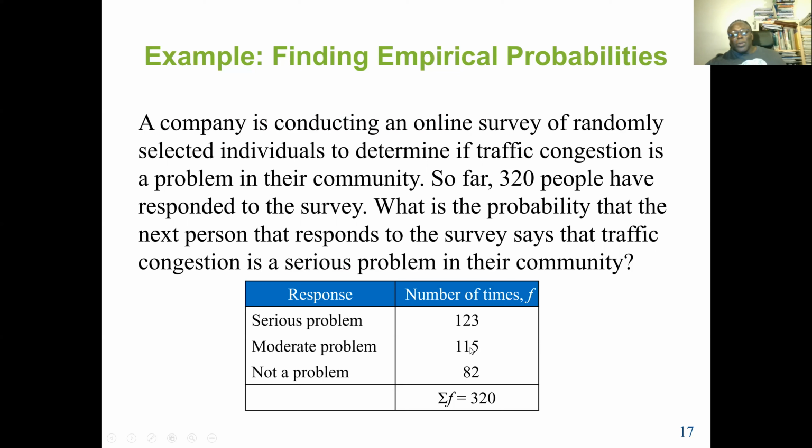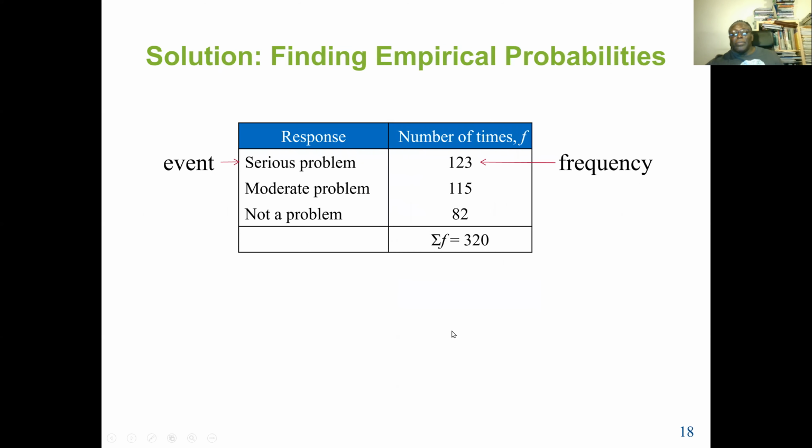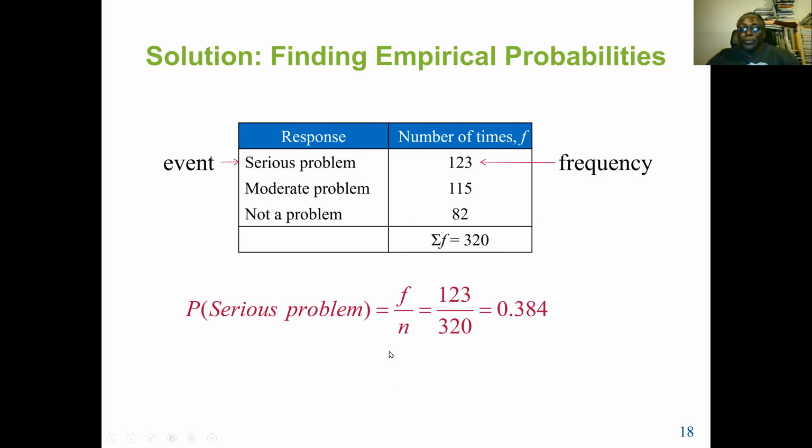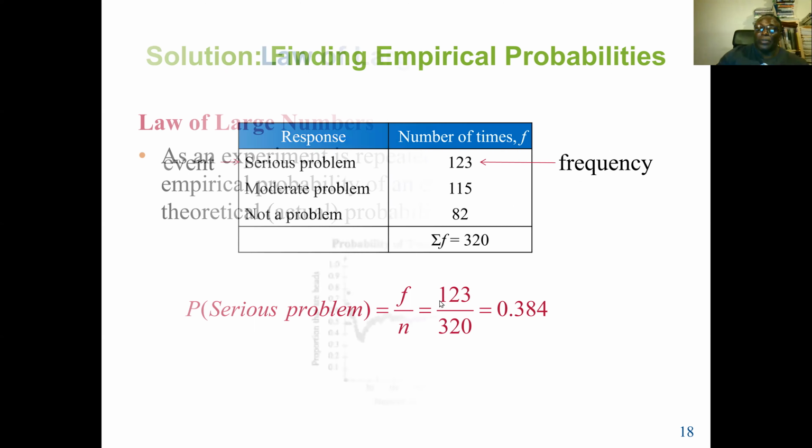Now the question is, what is the probability that the next person that responds to the survey says that traffic congestion is a serious problem? The number of times was 123. So this means our answer will be based on the previous result here, 123, divided by the total now, which is 320. So that's like finding the relative frequency also, but our result is based on previous answers given to us.